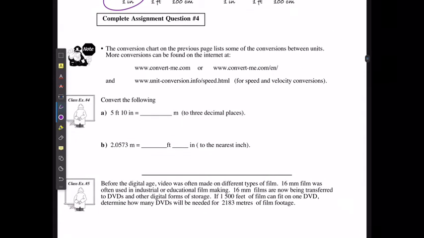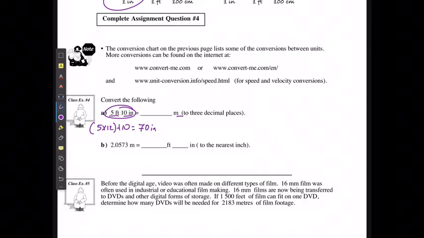So if I'm converting 5 feet 10 inches into meters, the first thing I need to do is put this all in one unit. Right now they're in split units of feet and inches. So I'm going to want to put it in how many complete inches. Well, if there's 12 inches in every foot, that's going to be 5 times 12 to turn those into complete inches, and then add the other 10 that already existed. This is all 70 inches.